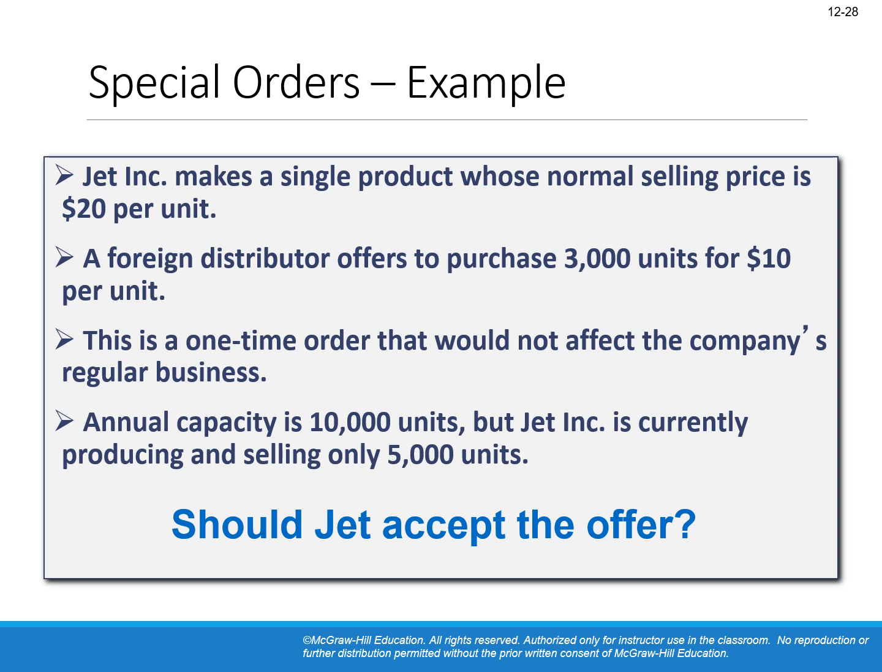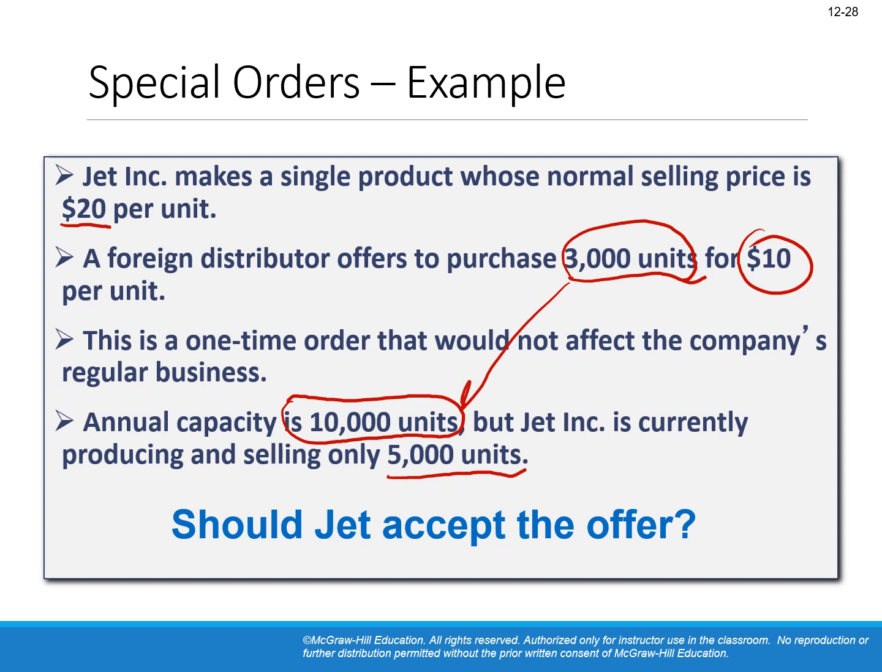The example says, Jet Incorporation makes a single product whose normal selling price is $20 per unit. A foreign distributor offers to purchase 3,000 units for $10 per unit, half of the price. This is a one-time order that would not affect the company's regular business. The annual capacity is 10,000 units, so they can produce a maximum of 10,000 units per year. And the company is currently only producing and selling 5,000 units, so accepting this special order won't affect the main operations of the company. Should Jet Incorporation accept the offer or not?